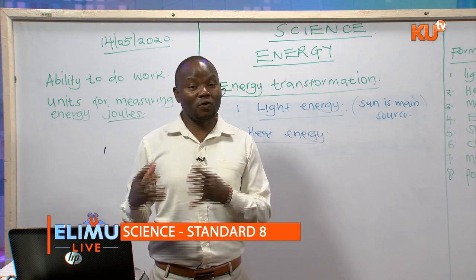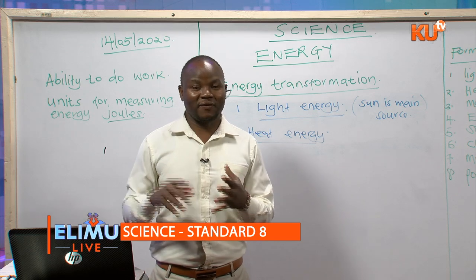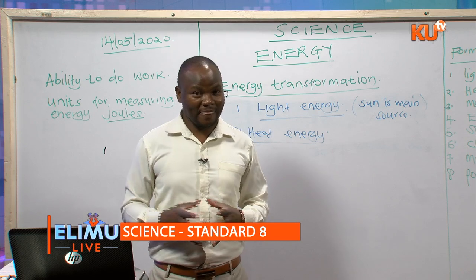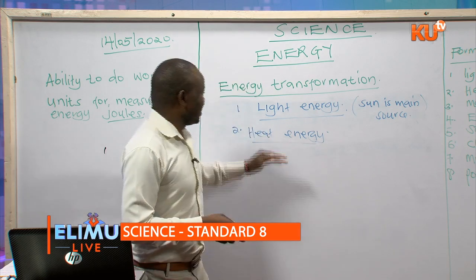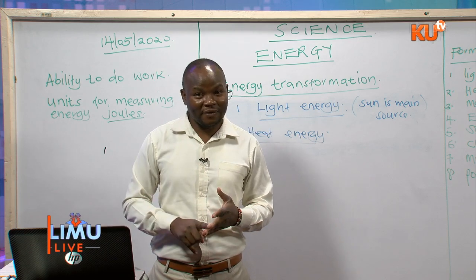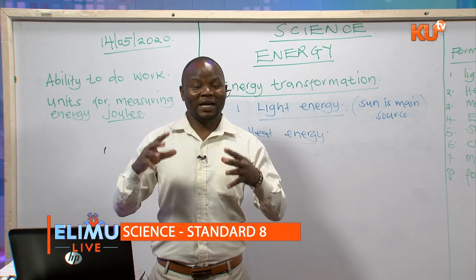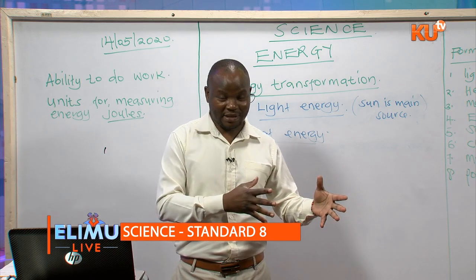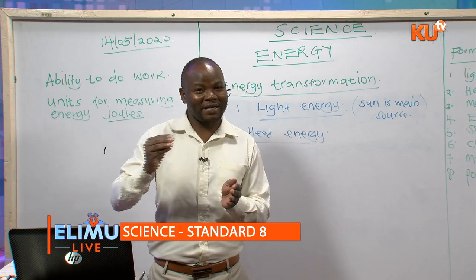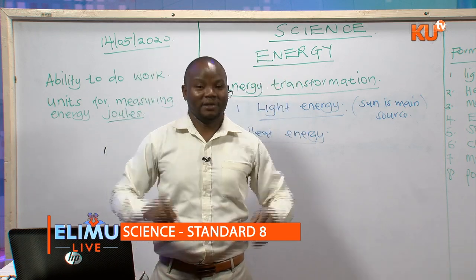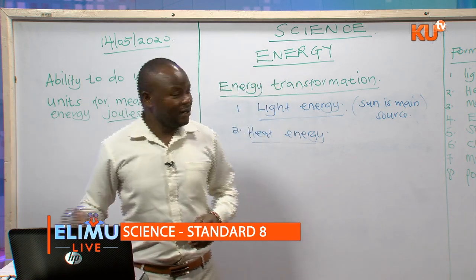Heat is used for cooking. Heat is used for warming. Heat is used for burning things. But light is used for seeing, it's used for photographs, and light can as well be used for photosynthesis, the process by which green plants manufacture their own food in the presence of light and other factors.